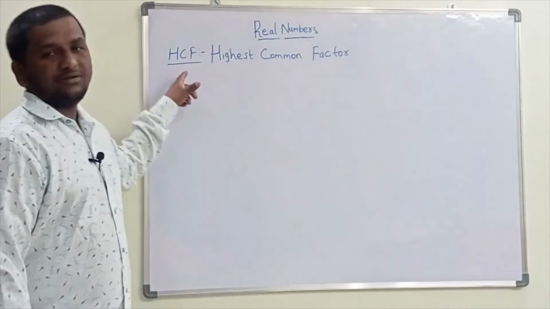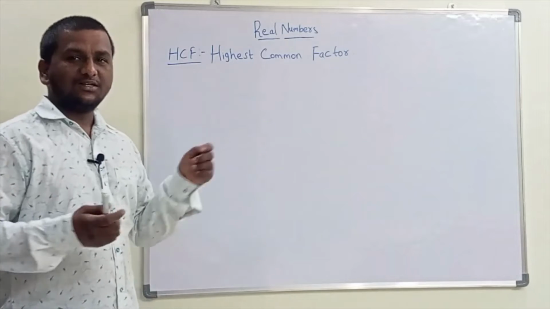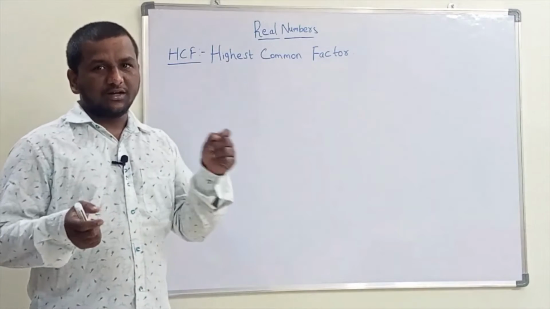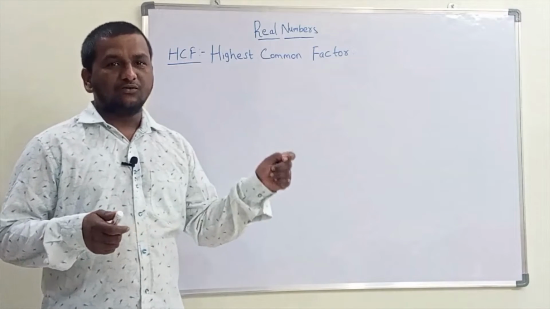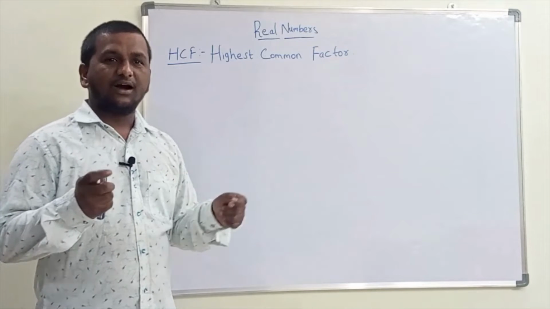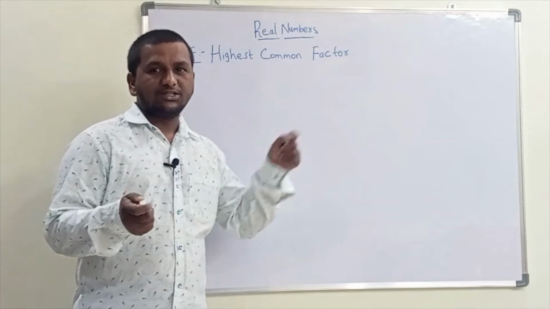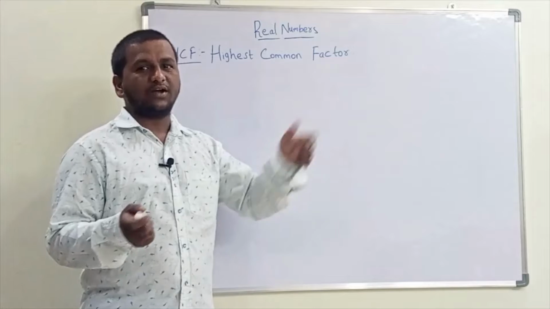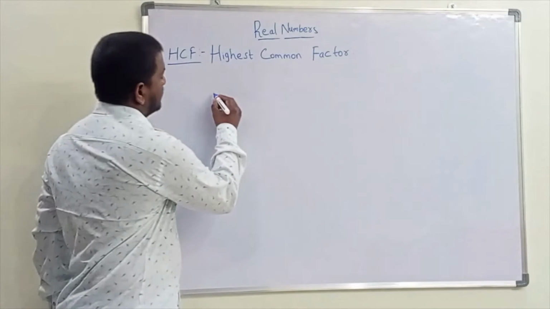Now we will learn about highest common factor. What is a factor? A factor of any given number is a number which divides the given number and the remainder is always 0. Then that divisor is called a factor. Here we can see an example.